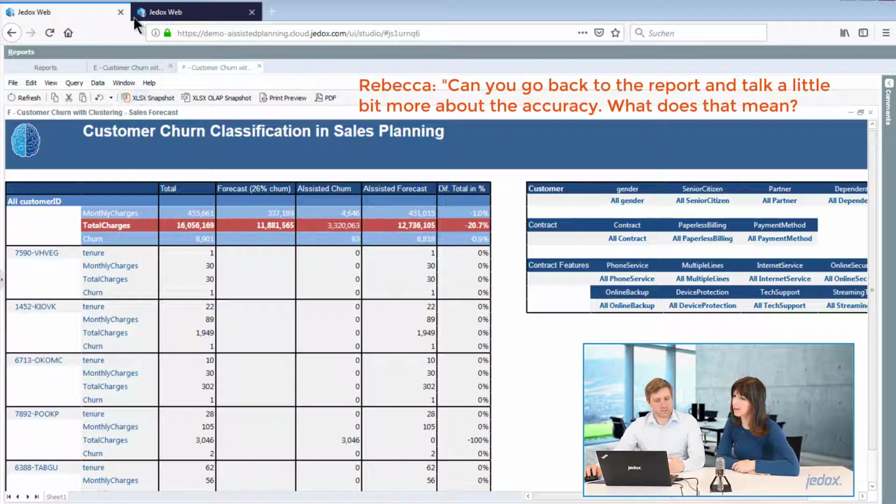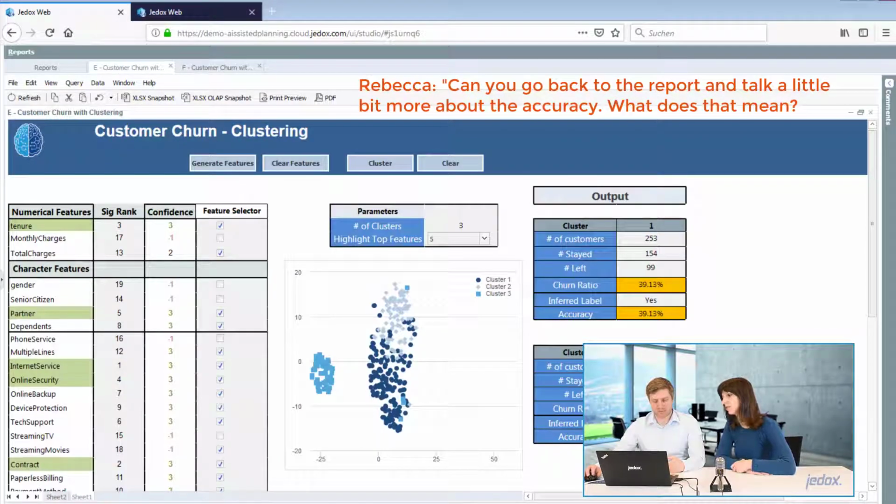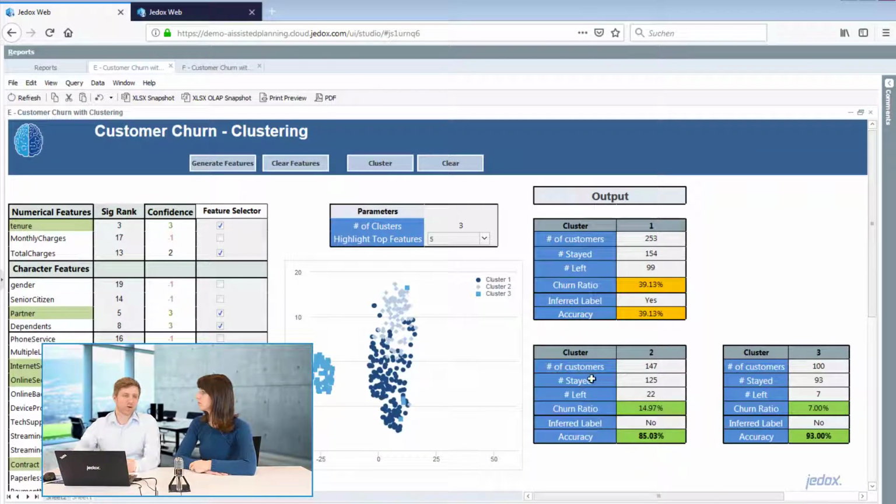Can you go back to that? Yes, for sure. Can you talk a little bit about our accuracy values here? What does that mean? So in our case, we know the answers. So we just compare these values to the real values. So it's also something to double check if classification gives good results or the other way around. Okay. And what we can also do is use these results now as a classification input.